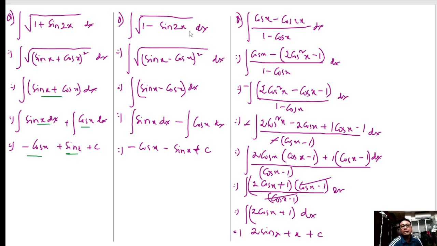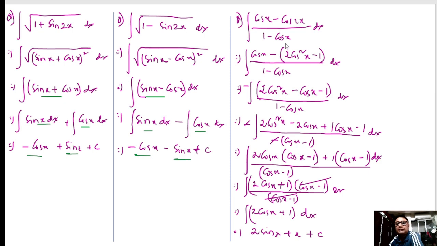Integration of root over 1 minus sine 2x is (sine x minus cos x) whole square. Root and square cut. Integration of sine x minus integration of cos x. Integration of sine x is minus cos x, integration of cos x is sine x. Clear?